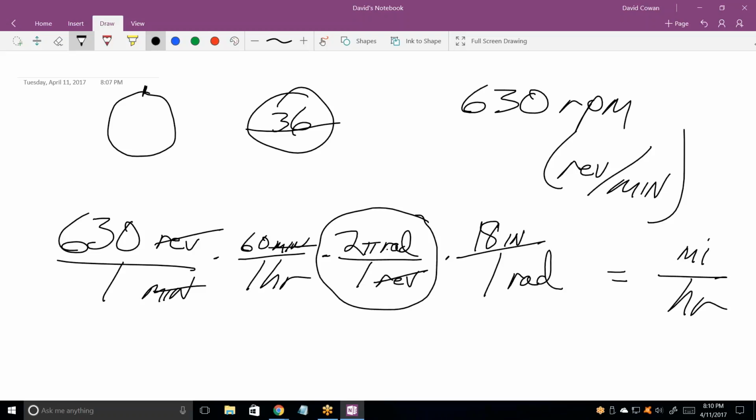Where do I get that? Well, you have to go back to the definition of a radian. What's a radian? A radian is 1 radius. In other words, let's look at a circle. That's 1 radian right there. Why is it 1 radian? Because the radius is equal to that arc length.